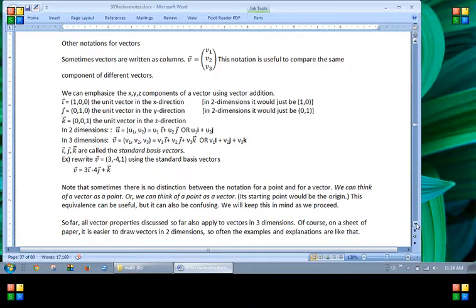So now this equivalence between vectors and points can be very useful. It can also be confusing. So the best I can say right now is keep this in mind as we go forward and cover more topics. Okay. But we're so used to using points, I wanted to address this specifically.